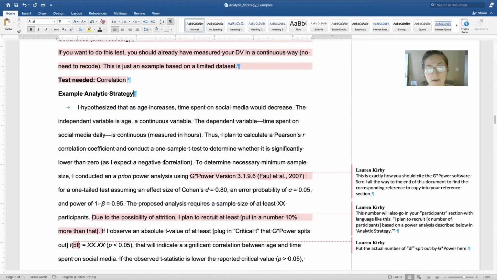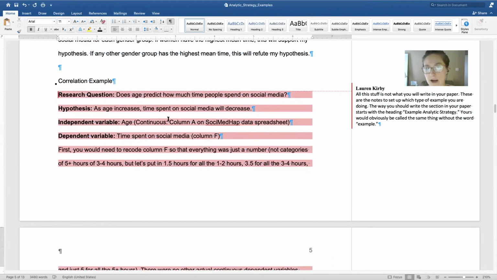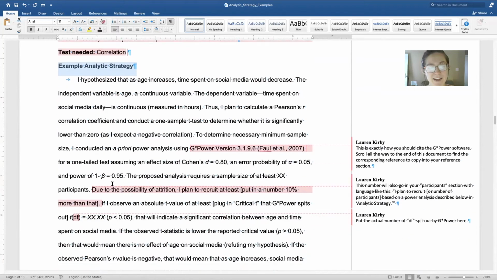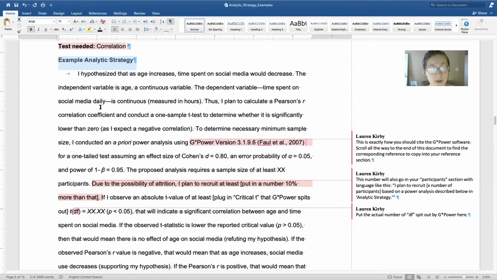And then, all this stuff is not stuff you would write in your paper. This is the part where it says example analytic strategy. Obviously yours is just going to say analytic strategy without the word example. So what you can do is copy and paste this and plug in your variable names instead.